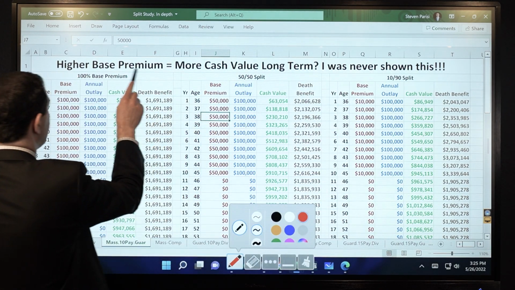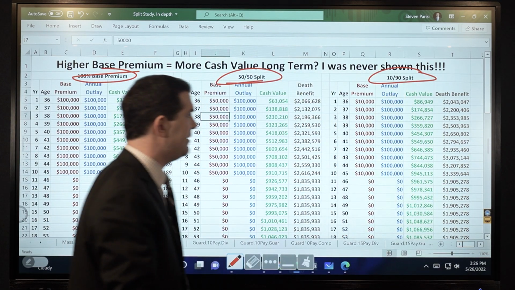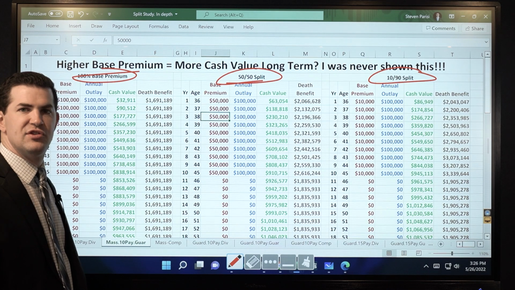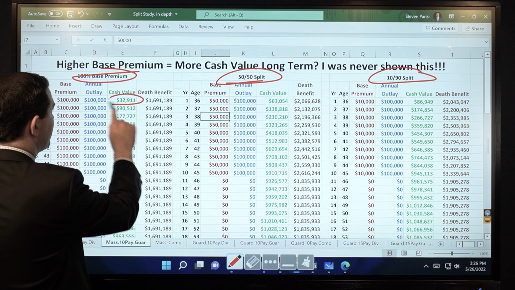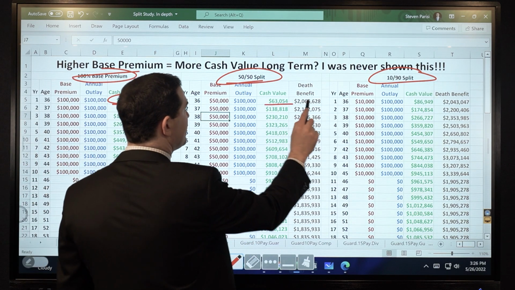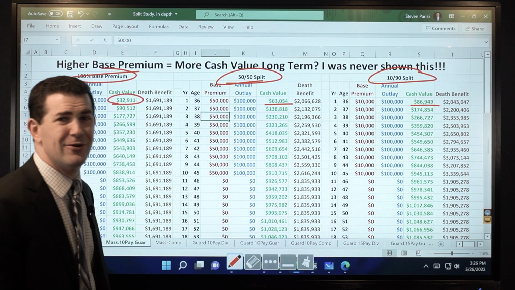Same thing, 100% base premium, 50/50, 1090. What's the difference right off the bat? Similar story to what we just saw based on the current dividend interest rate. Here we've got 33%, 50/50 blend, 63,000. Over here with the 1090, you're about 87% guaranteed.